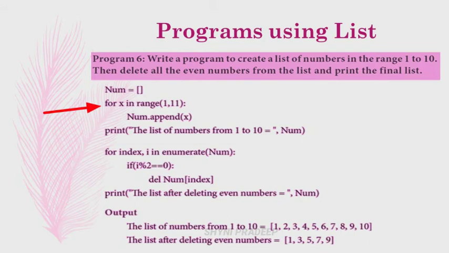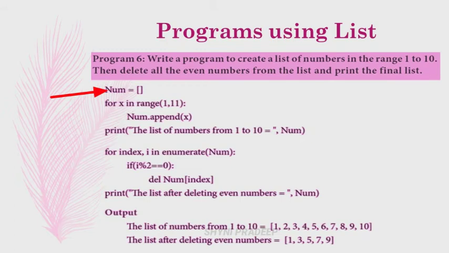So the step value is not given here. So what is the default step value? 1. Okay. So 11 minus 1, 10. Here you have to generate the list of numbers from 1 to 10. The next, num.append(x), which means you have to add each value to the num list.